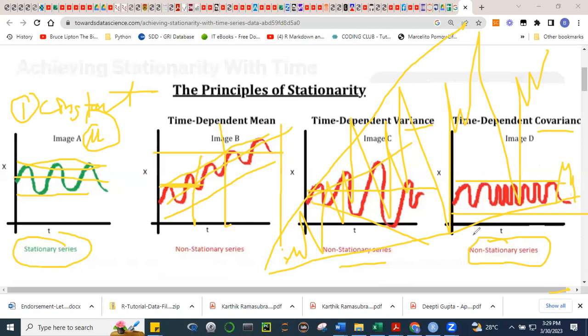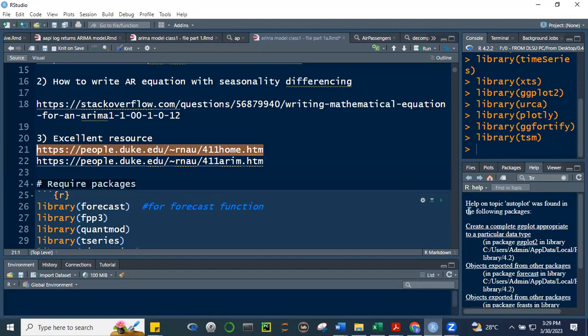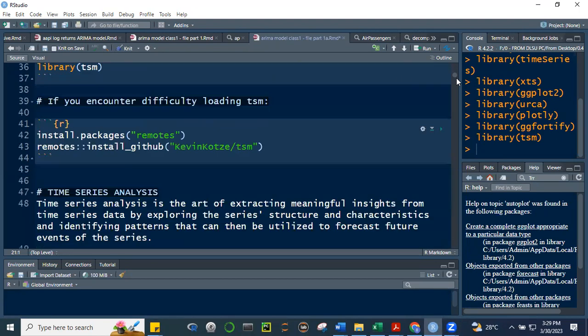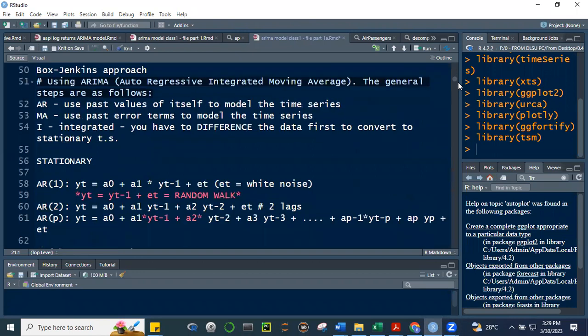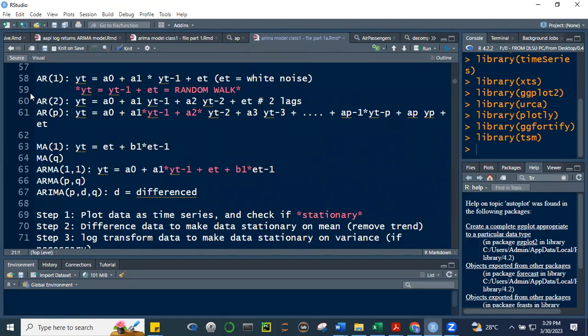We have to do some transformation or modification with the data and then convert it into a stationary time series. All right, so just remember, class, that you cannot use the Box-Jenkins approach or the ARIMA model if your data is non-stationary. We will have to transform the data into a stationary time series.